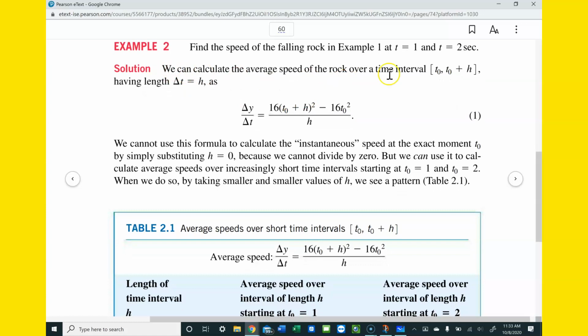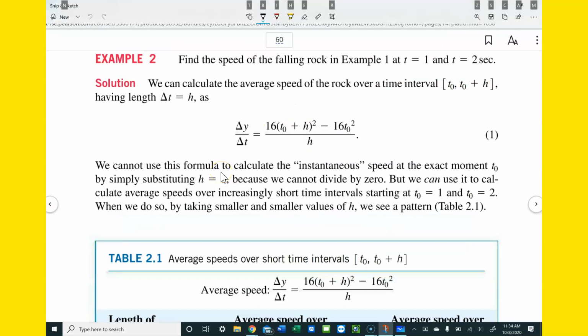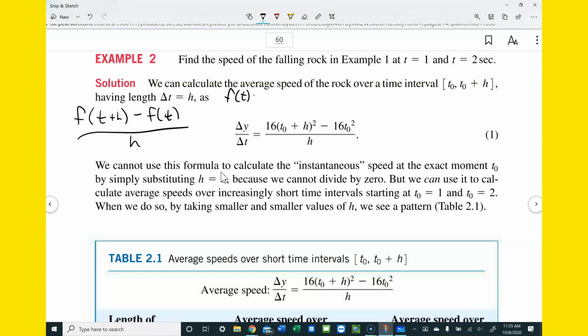Watch this. We can calculate the average speed of the rock over this time interval. This is what I showed you before. From this moment of time to some other moment that is just a little bit more than that first moment, we end up with this function, f of x plus h minus f of x over h, which is what we saw before. Now let's use the notation that they used here. Instead of x, they're using t. So we could say f of t plus h minus f of t over h. And that's what they're doing here. f of t, or f of x, it really doesn't matter, equals 16 t squared.